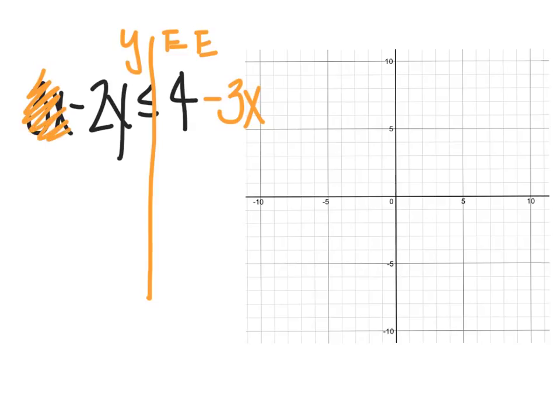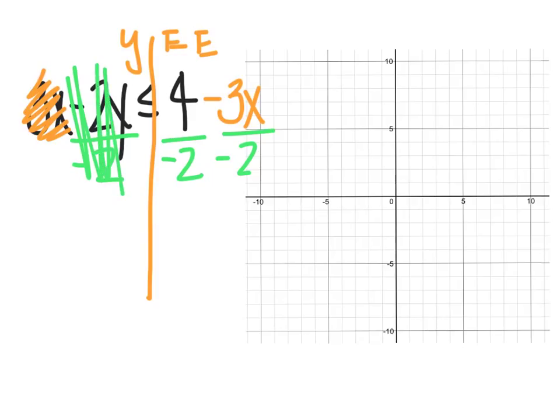To get rid of my -2y, I have to do the opposite, which is to divide by -2. So I'm going to divide everything by -2, and these cancel. So I'm left with y. And then 4 divided by -2 is -2, and -3x over -2 is a positive 3 over 2x. So notice I left the sign blank here.